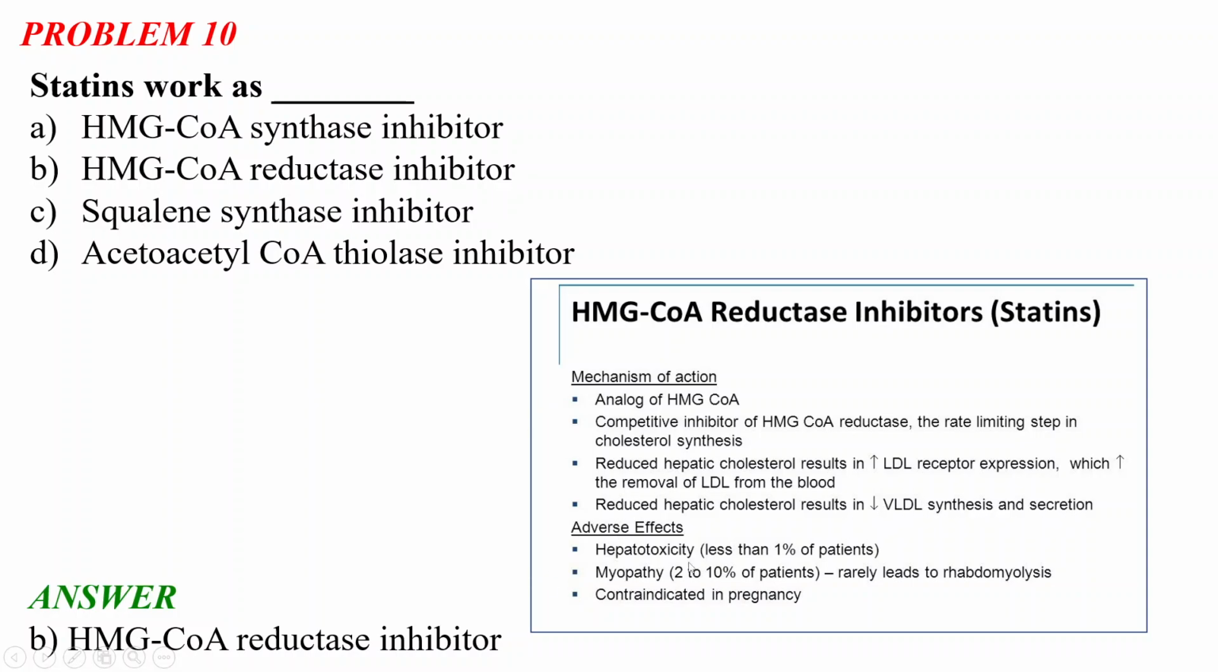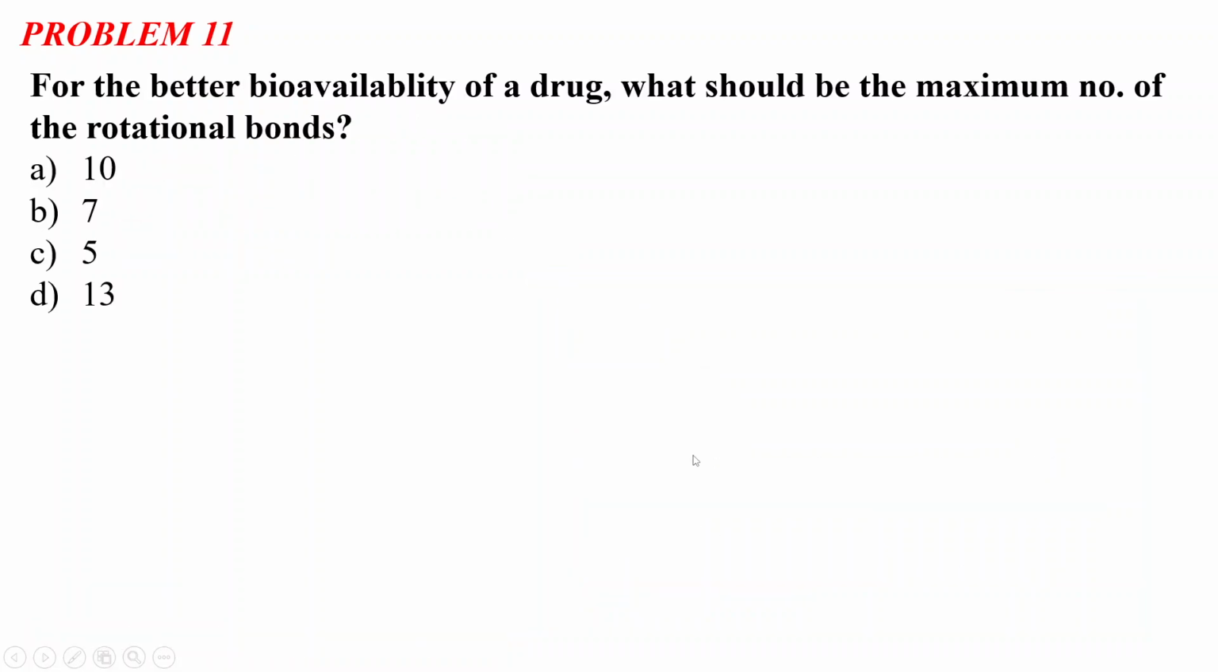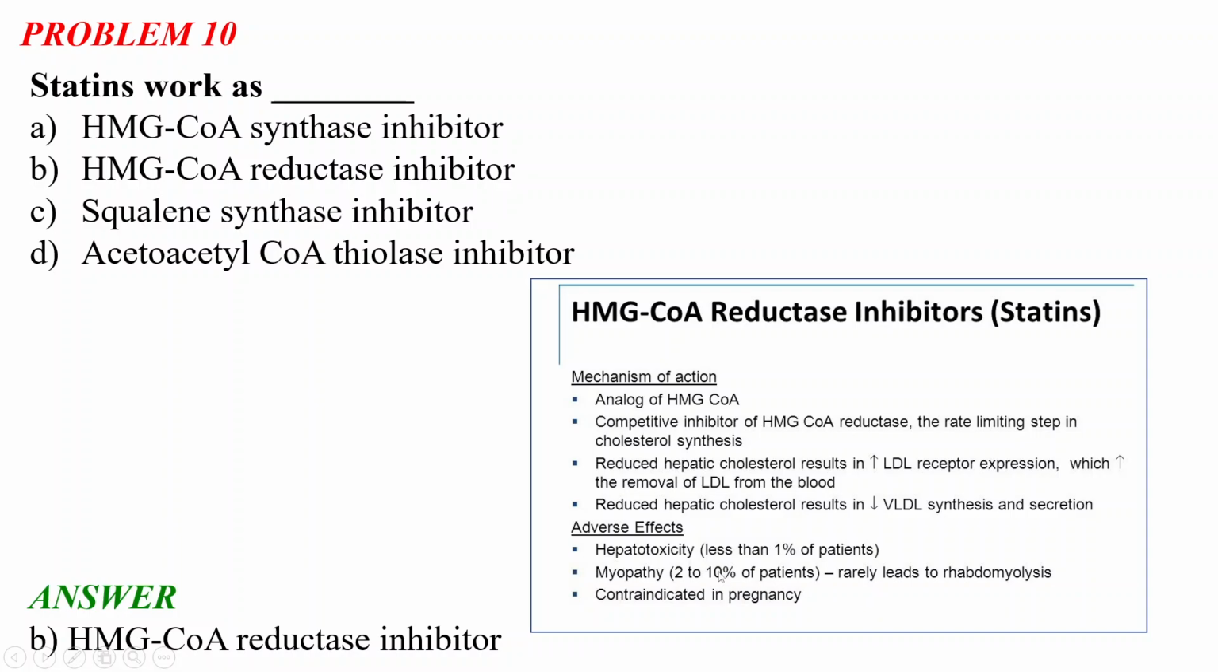So what are the adverse effects? There are adverse effects for these drugs also, which is hepatotoxicity, which happens in less than 1% of patients. Myopathy occurs in 2 to 10% of patients, which rarely leads to rhabdomyolysis, and they are contraindicated in pregnancy. So there are a few examples, like atorvastatin.